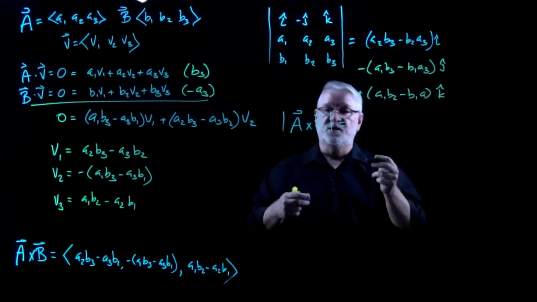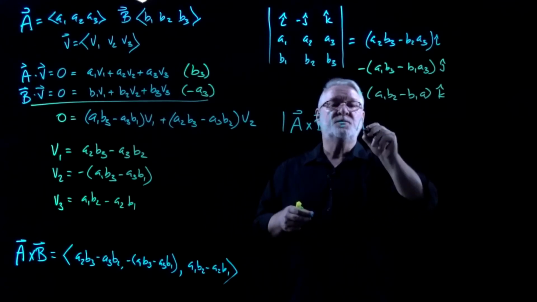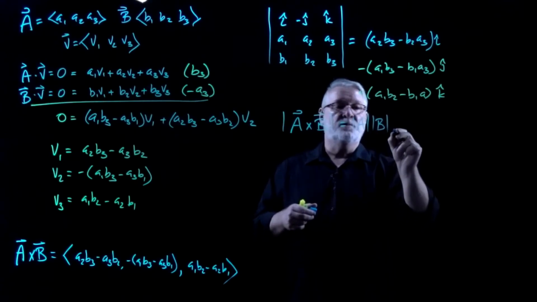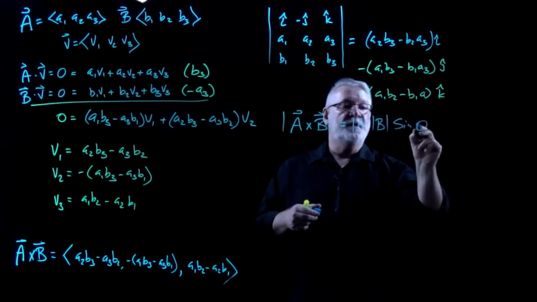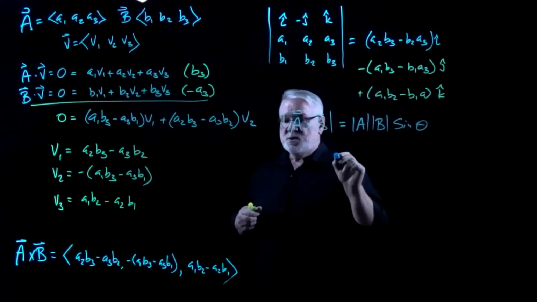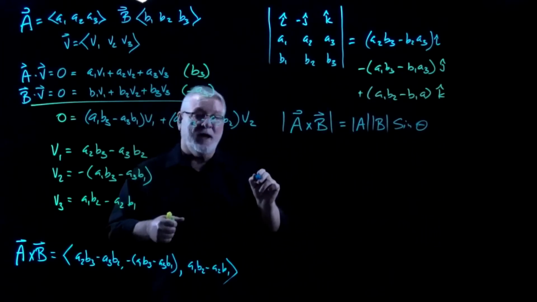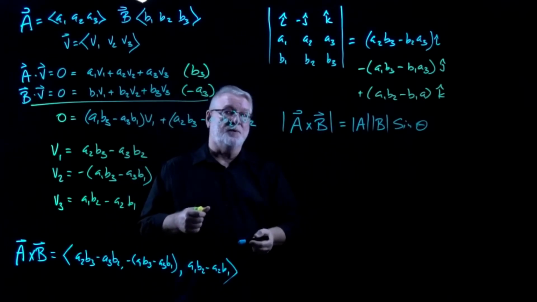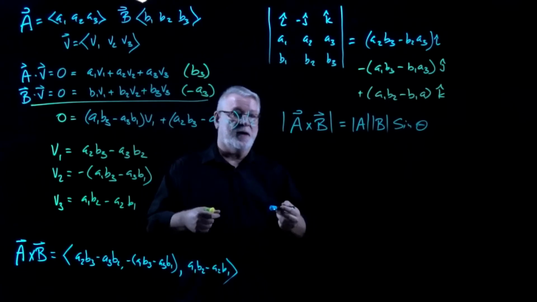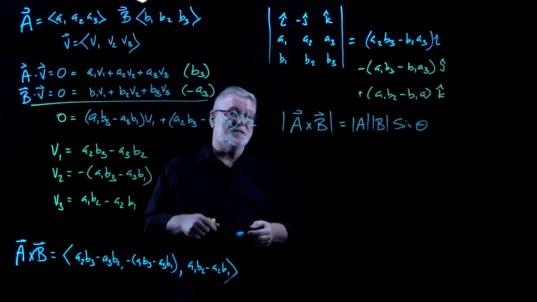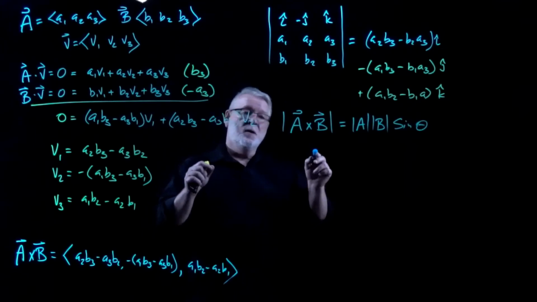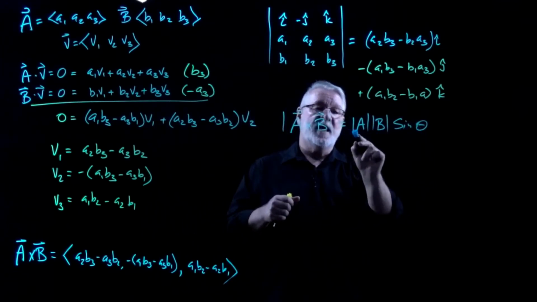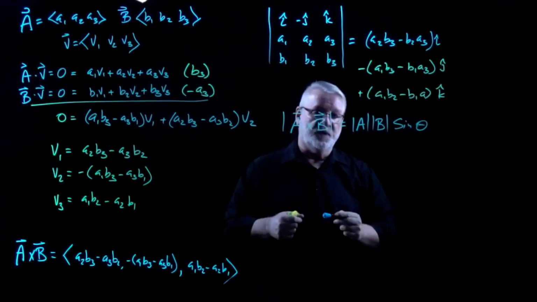But let's just cut to the chase. The magnitude of the cross product will be the magnitude of vector A times the magnitude of vector B times the sine of the angle between them. So it's defined in a very similar way as the dot product. The magnitude of the vectors times the cosine of the angle between them would give you the dot product. The cross product simply uses the sine of the angle. What this does, however, keep in mind, is it only gives you the magnitude. This will be a scalar quantity. It will only be the size of the cross product.